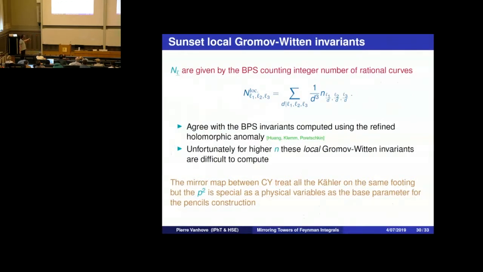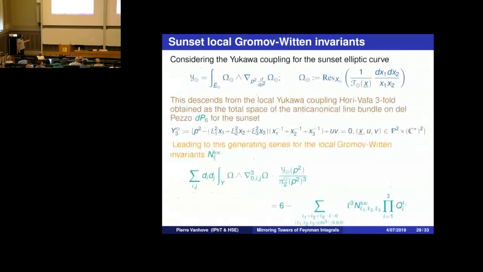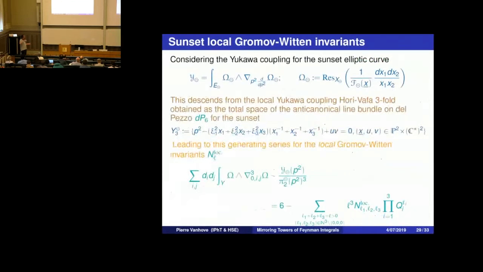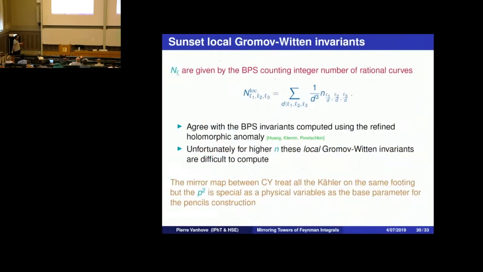So one of the things that is not very satisfying is that the mirror map here actually puts all the parameters at the same level. All the masses and the p-square are all treated in the same way. But the p-square was the center of my polytope, and p-square as well is the thing for my pencil. So p-square is special.